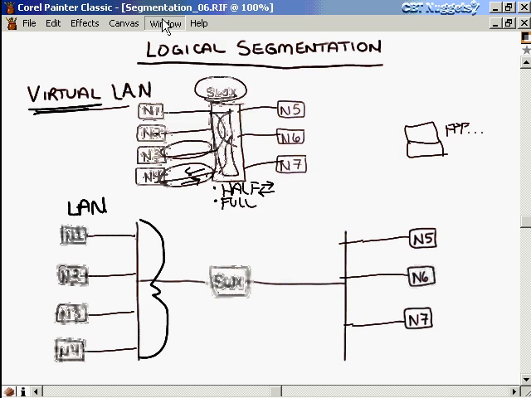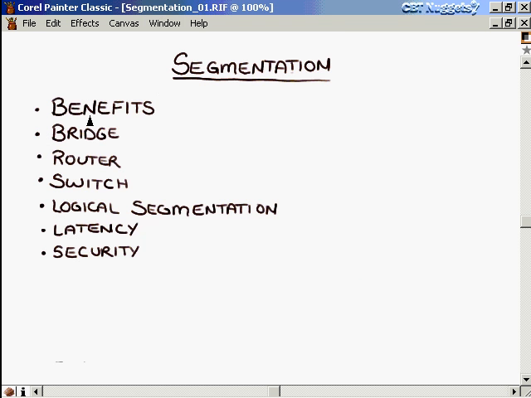So far in this nugget, we have looked at the benefits of segmentation. We've also looked specifically at which benefits are enabled by using a bridge, a router, a switch, and then the logical segmentation that's represented by VLANs.